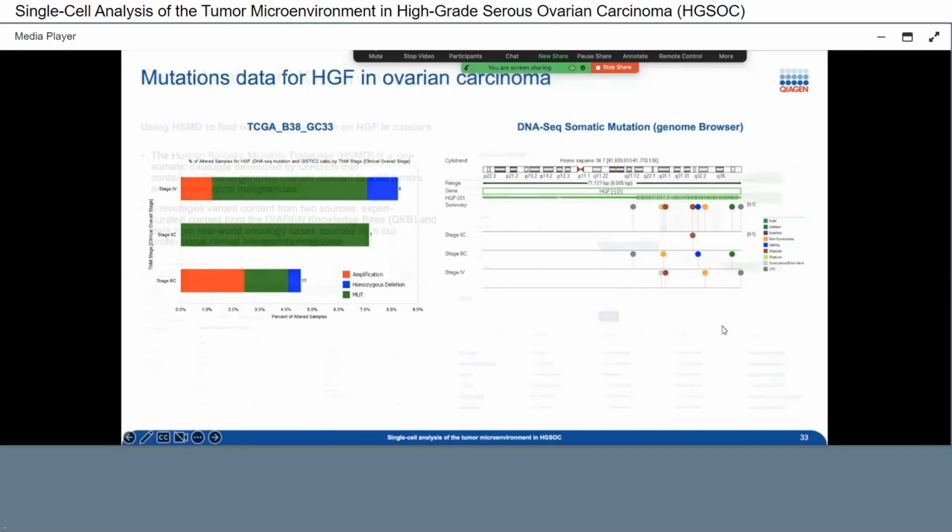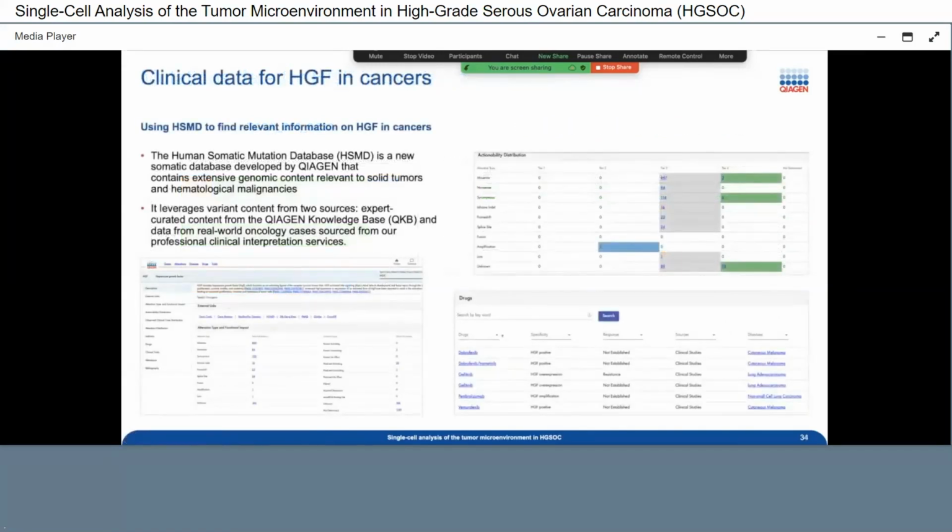So it's very useful. Finally, I would just like to touch base with something that is really important in our ecosystem, HSMD, looking at clinical data of HGF across cancer for that particular gene. HSMD, Human Somatic Mutation Database, is new, right? It's newly developed by QIAGEN and has content from the knowledge base, which is expertly curated content, and also data from real-world oncology cases from our professional clinical interpretation services.